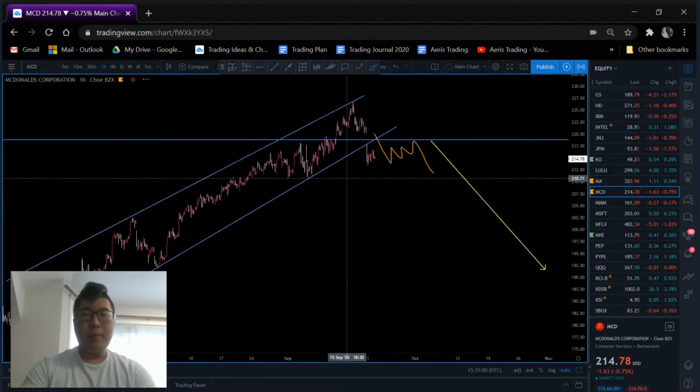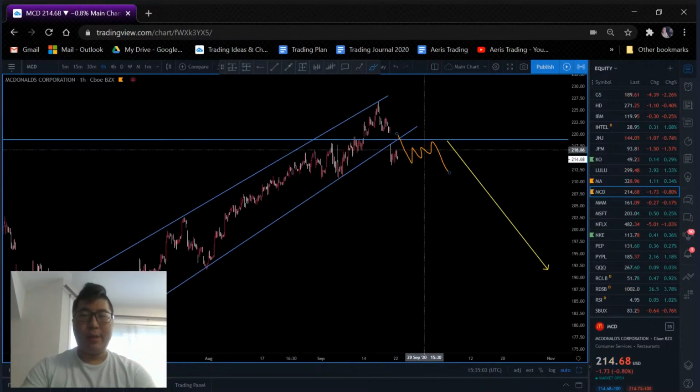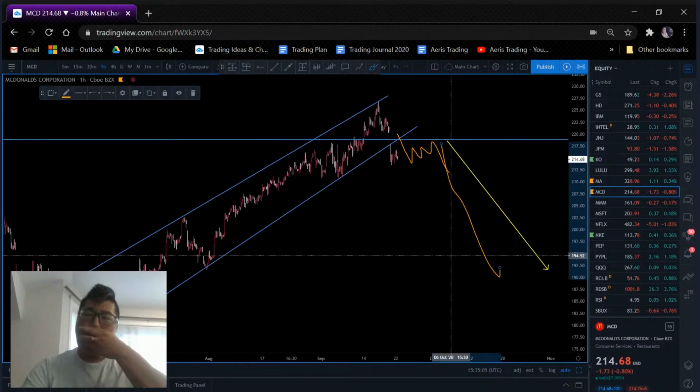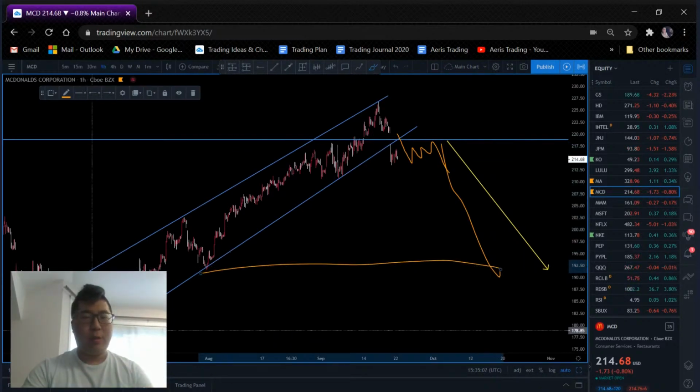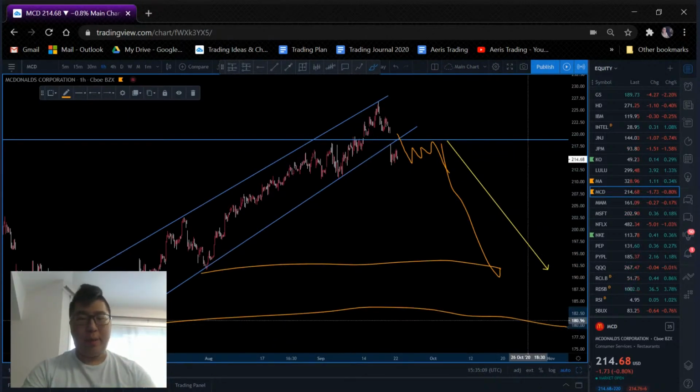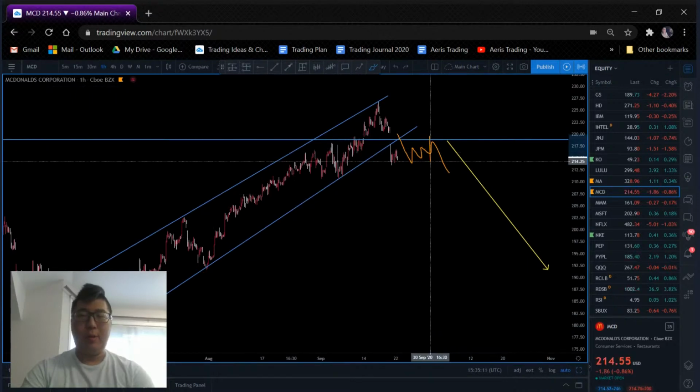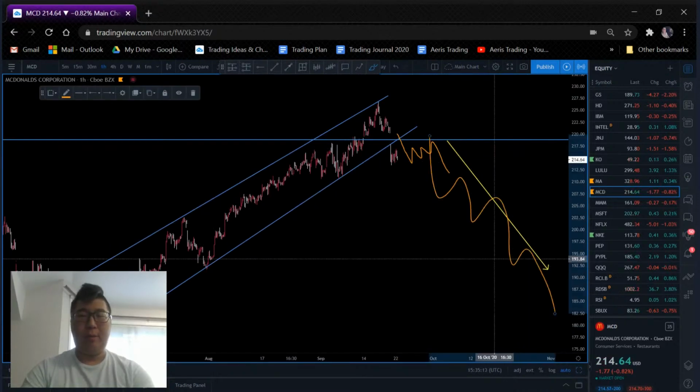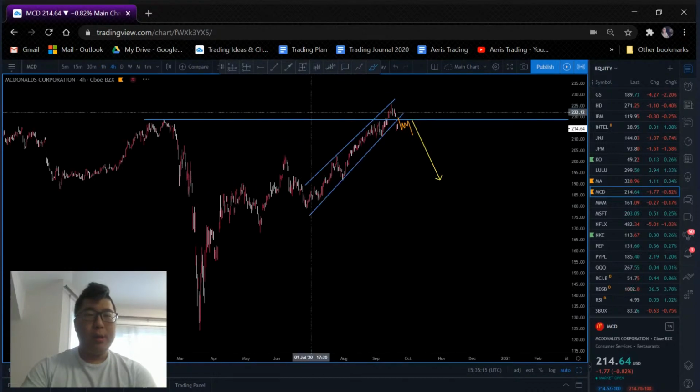So if it forms a correction here, I definitely see this move continue and see what happens to the lows here or the lows here. Obviously, it won't drop in one go. I do see this continue up and down like this in a corrective way as well. So that's McDonald's.